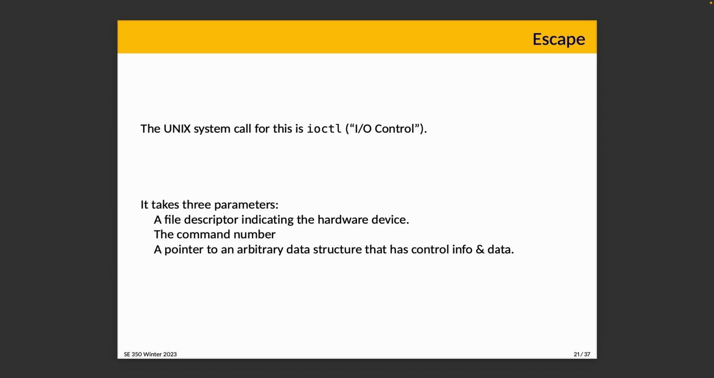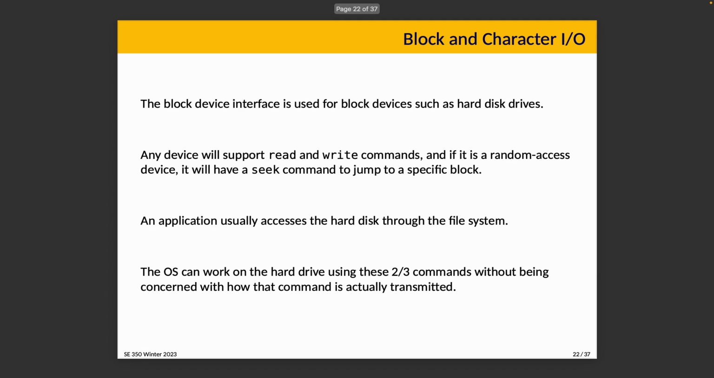And then a pointer to an arbitrary data structure that has the control information and data, and that is whatever the driver needs, right? There's no restrictions on that because the driver has to understand, okay, execute order 66 means this, and it has the following associated data structure. There's no possibility the operating system can predict this, so it's just an arbitrary pointer.